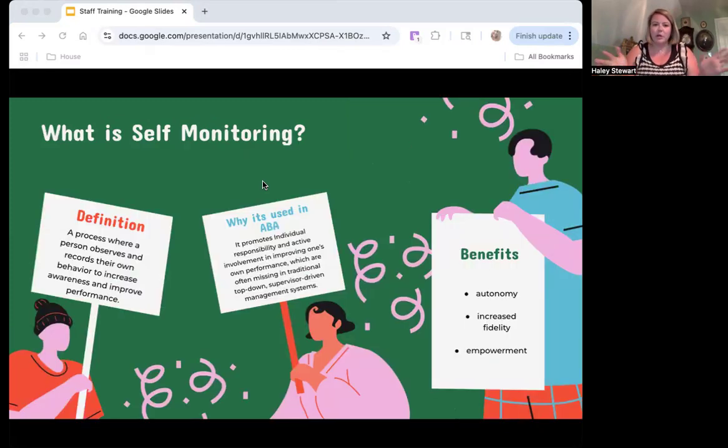So what is self-monitoring? Self-monitoring is a process where a person observes and records their own behavior to increase awareness and improve performance. It's used in ABA because it promotes individual responsibility and active involvement in improving one's own performance, which are often missing in those traditional top-down supervisor-driven management systems we've seen in the past. Some of the benefits of using self-monitoring would be autonomy, increased fidelity, and empowerment.